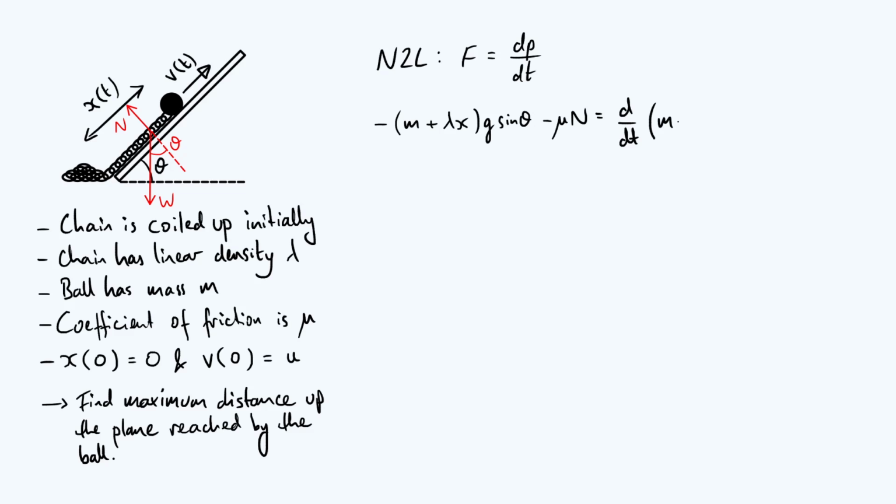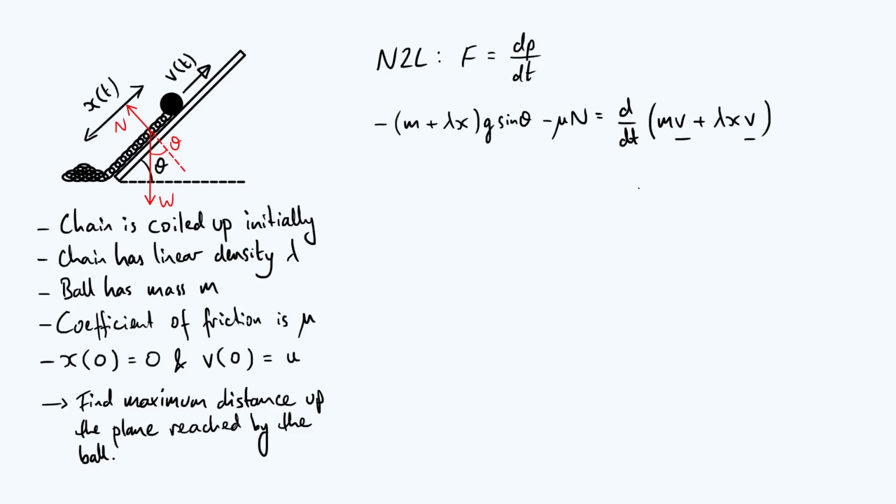It's got mv from the momentum of the ball, but we also have to add the momentum of the chain, and that's going to be lambda x v again, because lambda x is the mass of chain already on the plane. It's probably also worth mentioning explicitly that the chain and ball both have to move with the same velocity v, because the chain is not extensible, so the entire thing just gets dragged up with that same velocity. That's why it's okay to put the same v in both of those momentum contributions there.